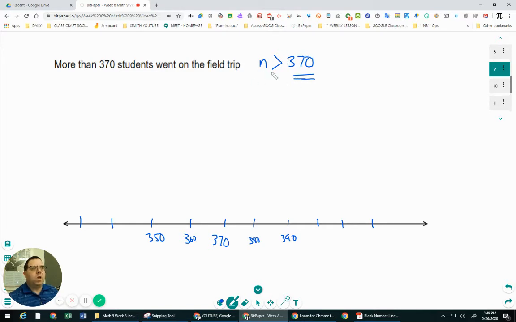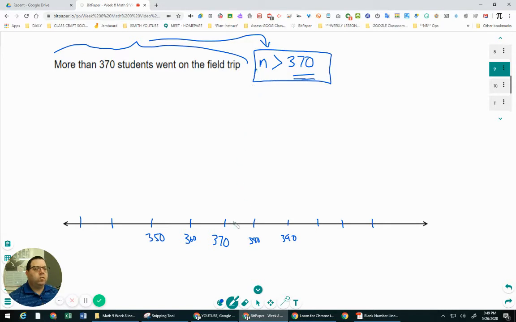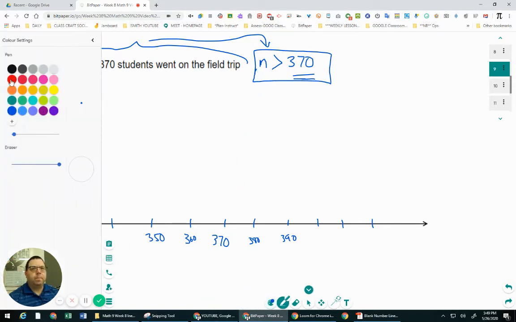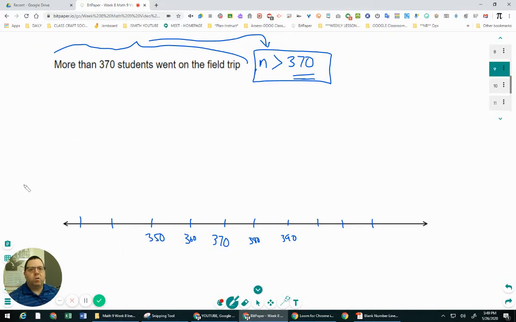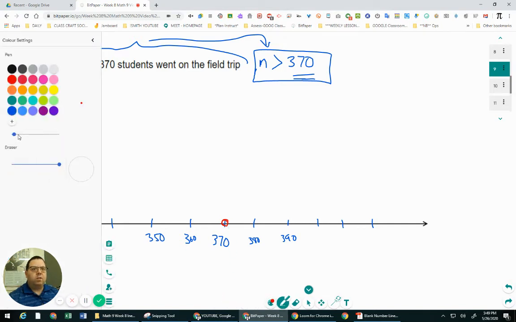So here's what you do. Let's say the way you've translated this English phrase into something mathematical is to say n is supposed to be greater than 370. So here's how you do it. I'm about to talk about an important concept, but just watch the solution first, and then I'll explain why. You're going to draw a circle right at 370. Now, you're not going to shade that circle in, and I'll get into the reason why. And then from that point on, you have to use your judgment here.